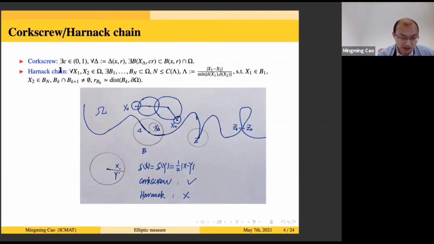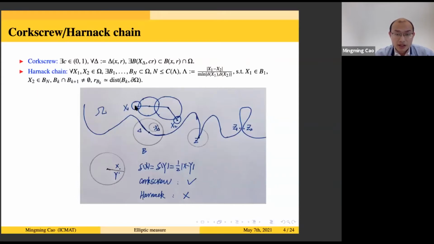The next one is the Harnack chain condition. It means that for every x1, x2, there is a finite sequence of balls in omega connecting x1 and x2, such that B_k meets B_{k+1}, and the radius of B_k is comparable to the distance from B_k to the boundary, where the number of balls depends on this ratio. Here, delta(x) is the distance from x to the boundary.